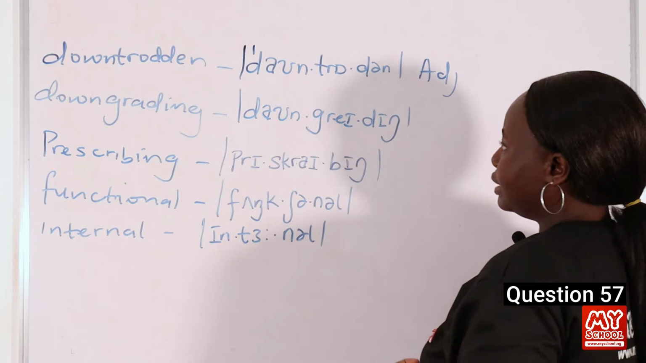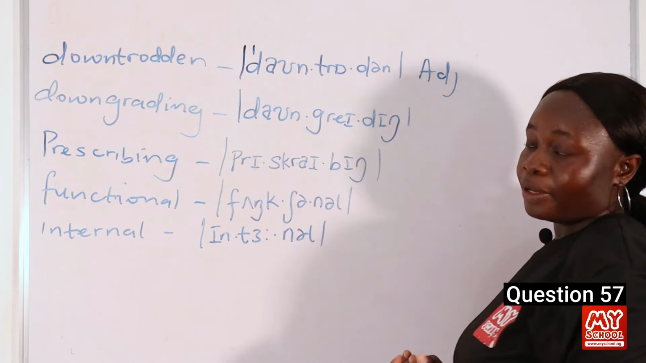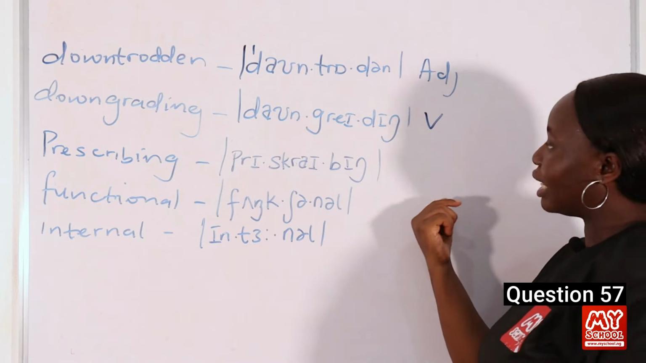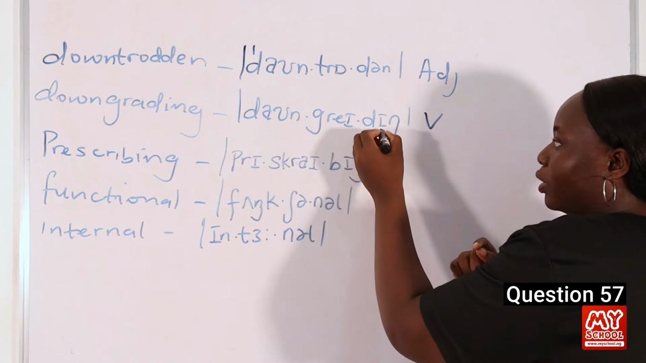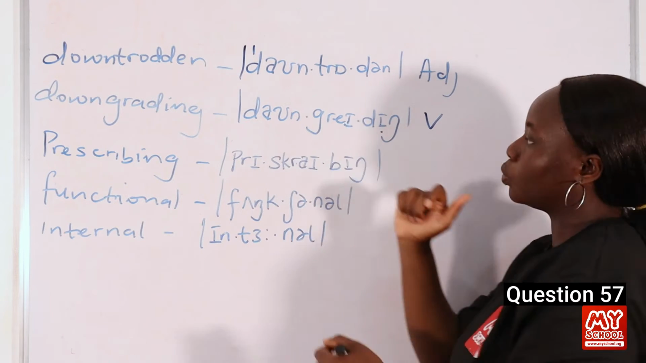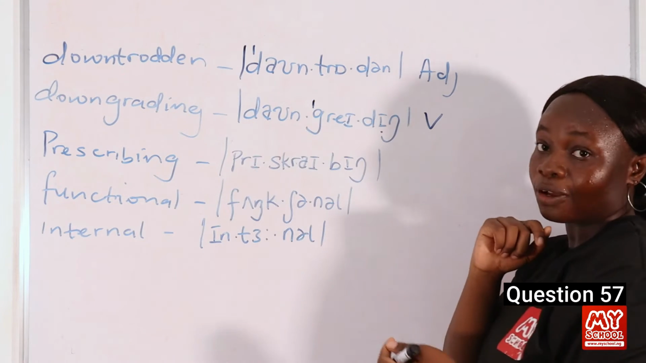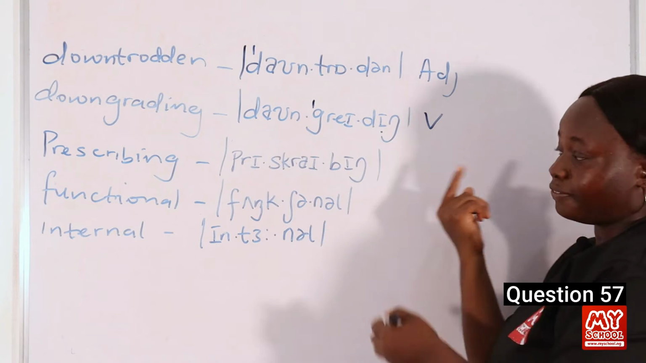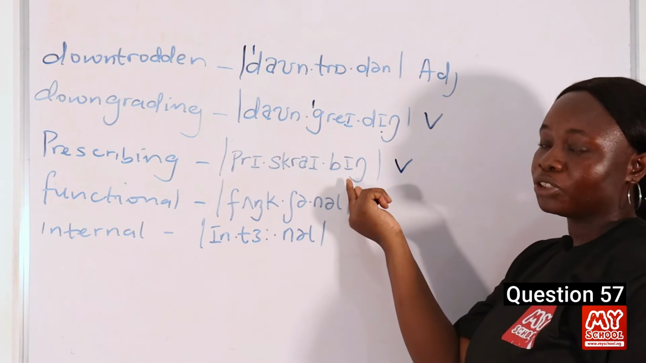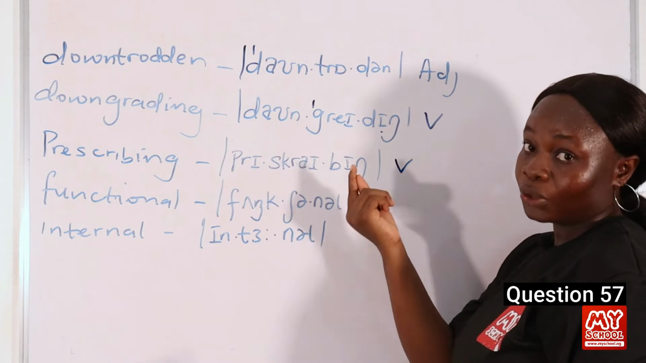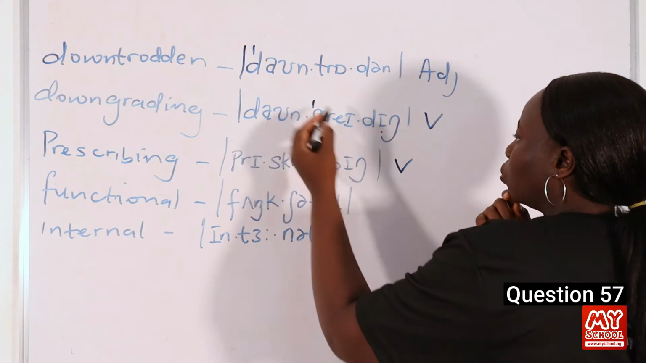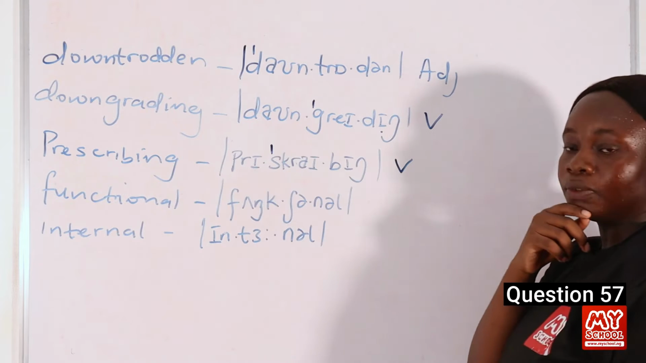Then for the word downgrading, it's a verb, okay? So the stress has to begin from the back, from the last syllable. Since there is a weak syllable here, you have to move on to the next one. So this is why the stress is in the second syllable. Then for the word prescribing, again, it's a verb. And since we can't put the stress here, also it is a suffix, that way you can know why the stress is not placed here. So the stress will be in the next one, okay?